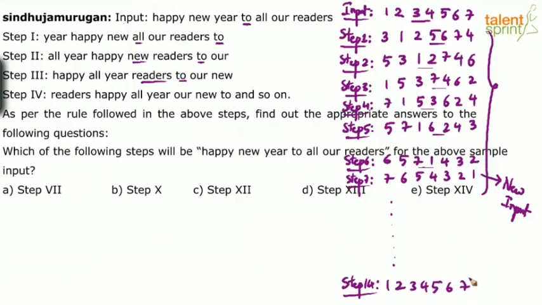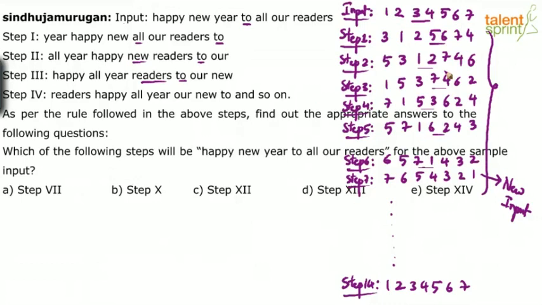For example, suppose I ask you what is the 13th step? It will be the reverse of the 6th step. Yes or no? What will be the 12th step? It will be the reverse of the 5th step. Because after every 7 steps, it is going to get reversed. Whatever is given will reverse after 7 steps.